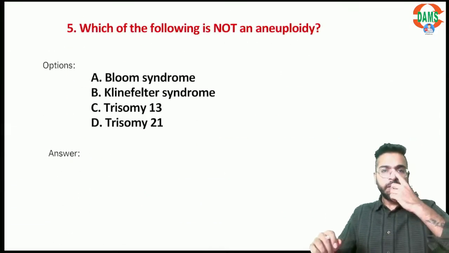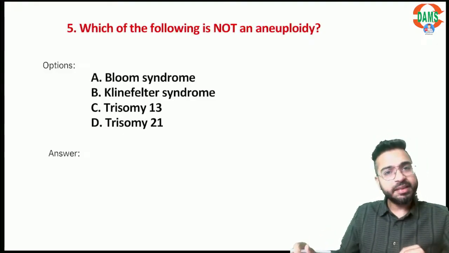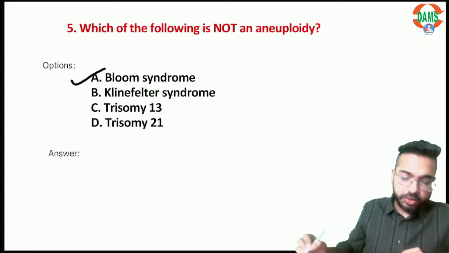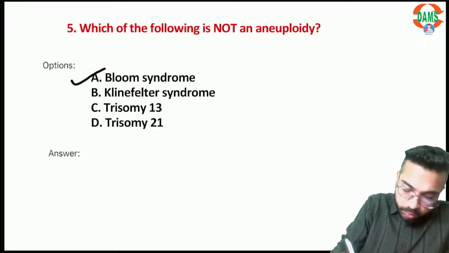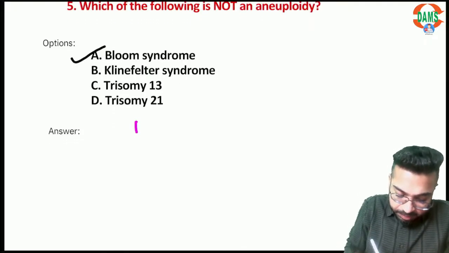Next question, which of the following is not aneuploidy? It is not aneuploidy. Simple MCQ. Answer is Bloom syndrome. We discussed this. This is an example of DNA mismatch repair syndrome.